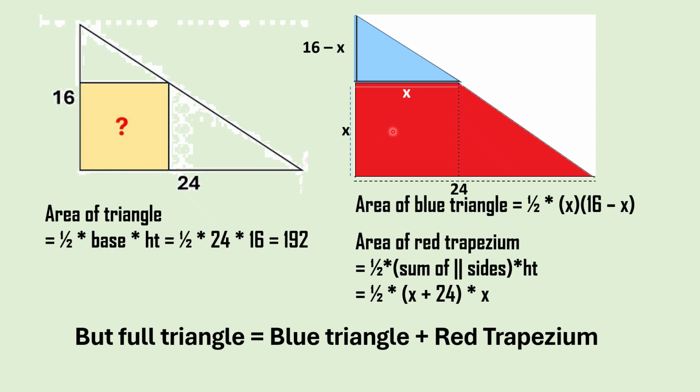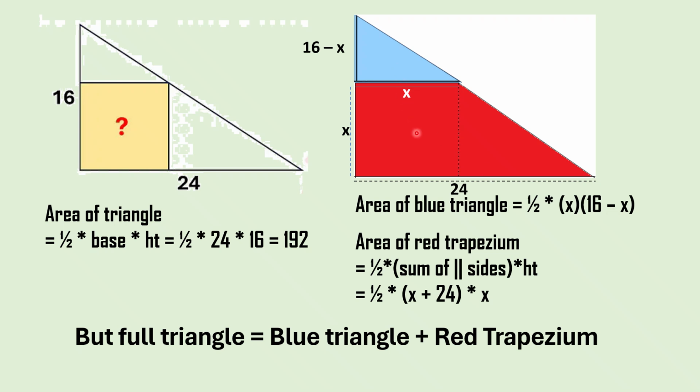Now on the right side, we have divided the figure into a blue triangle and a red trapezium. The top part is a blue triangle and the bottom part is a red trapezium. Now we will add the areas of these two figures. Area of the blue triangle will be half into base into altitude. Half into base, that is x, altitude 16 minus x. So half into x into 16 minus x, that is the area of the blue triangle.